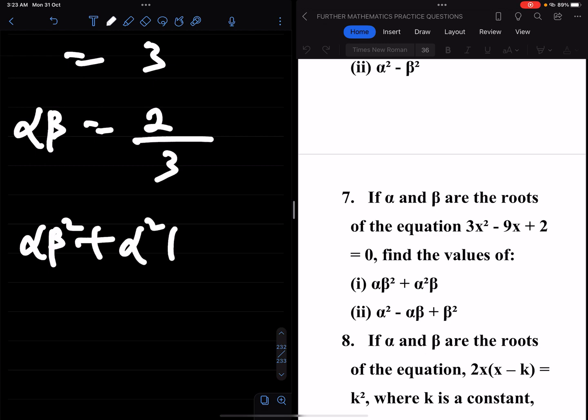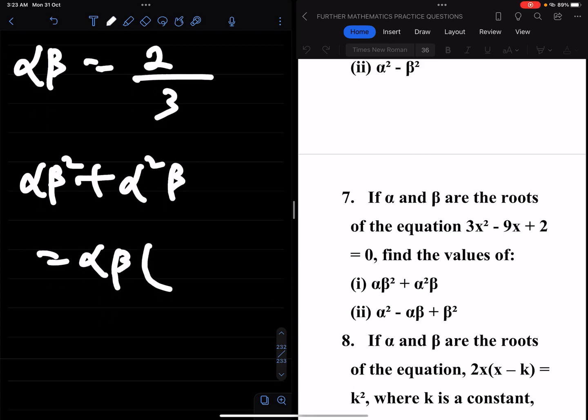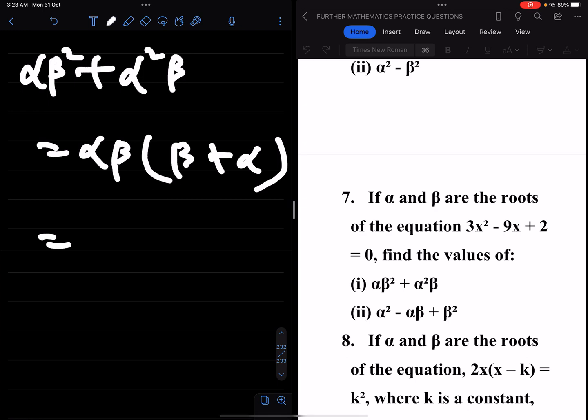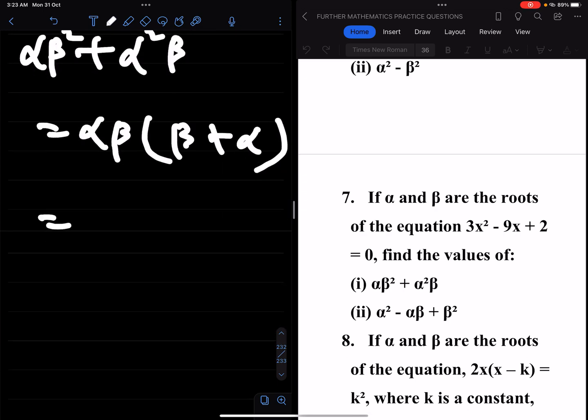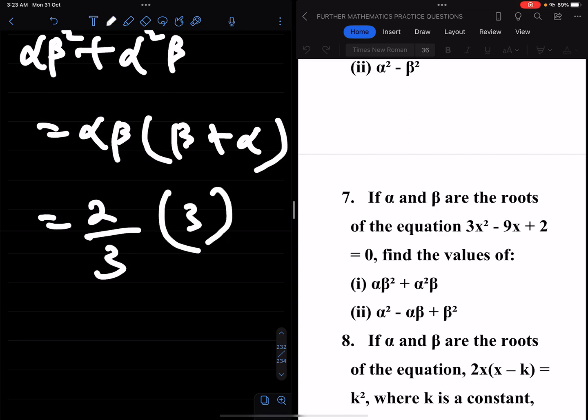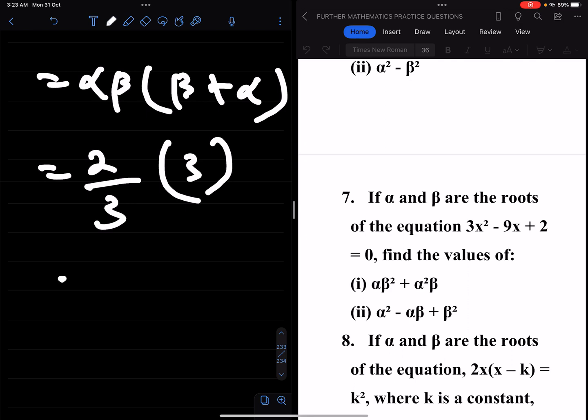plus alpha squared beta, which is the same as alpha beta into bracket beta plus alpha. Alpha beta is 2 over 3, and beta plus alpha is the same as alpha plus beta, which is 3. So that simply means 2 over 3 times 3, that's 2.